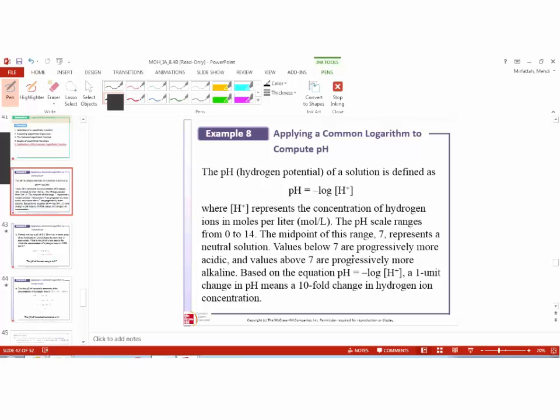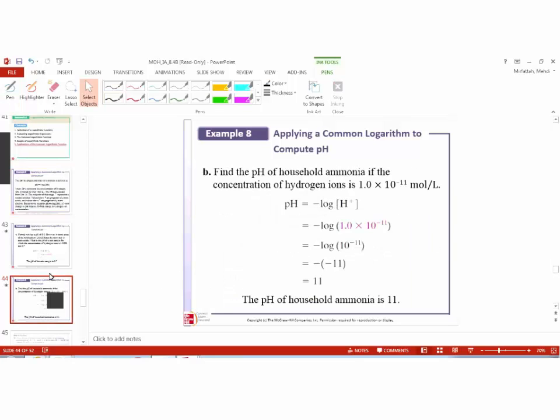If the value is below 7, the solution would be more acidic, and if it's above 7, that would be more alkaline. So these are based on the equation pH is equal to minus log of H+. Then you can find out how acidic the solution is going to be. So let's take a look at some examples here.